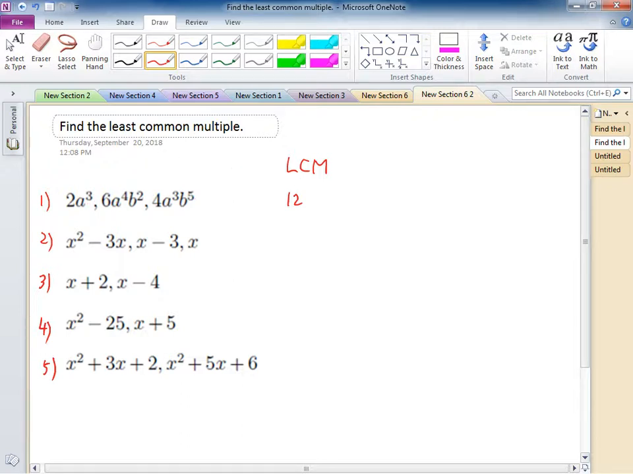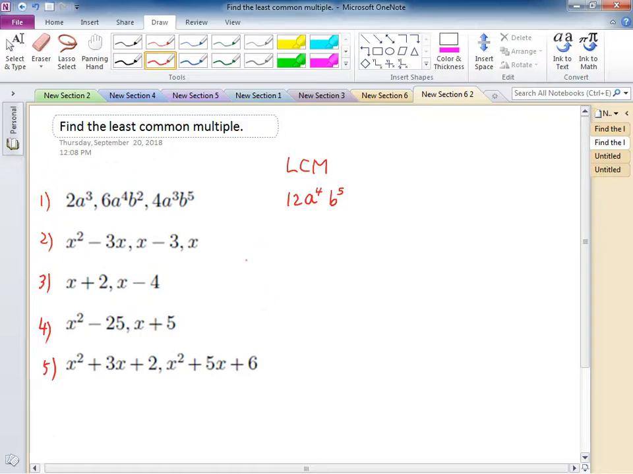Let's think about a third power, a fourth power, a third power. What do I need to have as an exponent? A to the fourth power. That's the multiple, the big guy, okay? Let's look at b. B to the second power, b to the fifth power. B to the fifth power. So with the variable, that's simple, right?